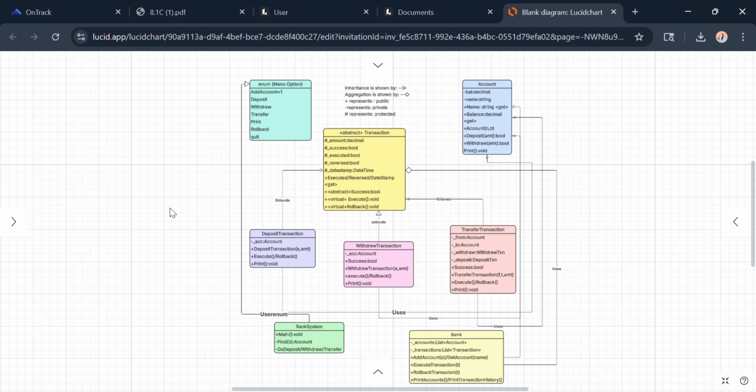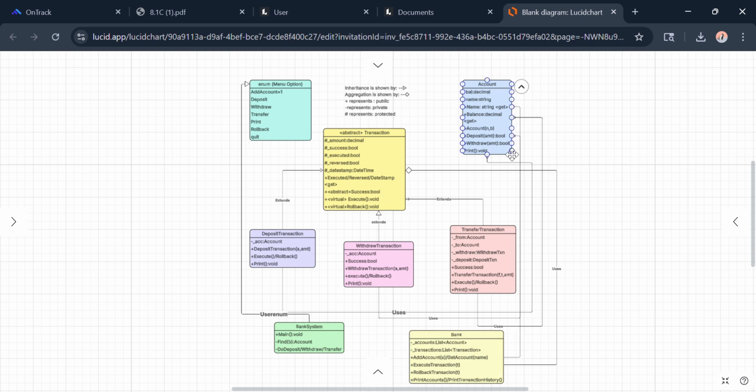Today, I am going to show my UML diagram by explaining it in a simple form. Here we can see that there are many rectangular boxes. It is known as an entity, and the entity's name is given at the top, like account, transaction, deposit transaction, withdraw transaction, transfer transaction, bank system, bank. So there are about 8 entities in this code.